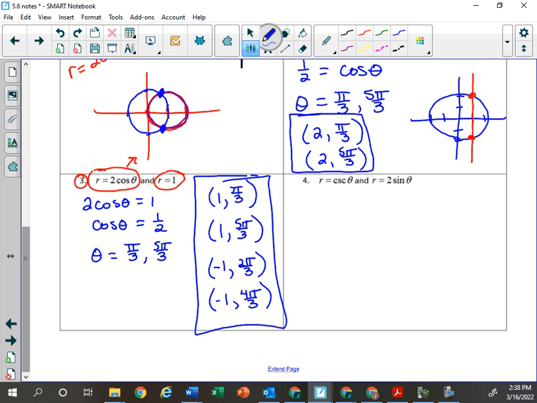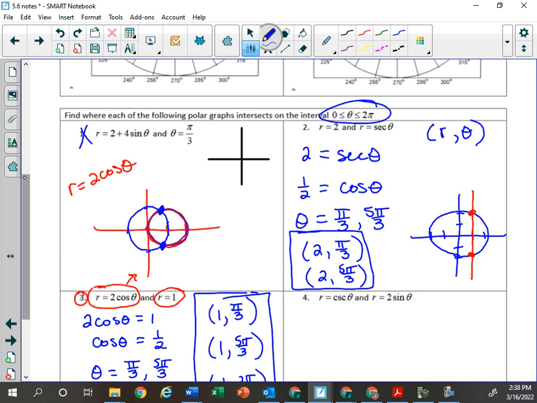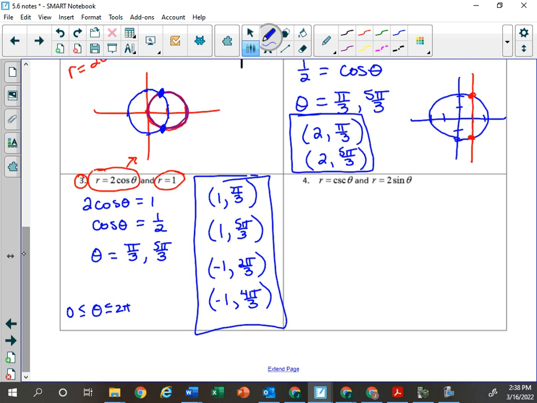Why couldn't -5 pi over 3 be 1? Because theta has to be between 0 and 2 pi. That's what it says up here. So you can't use the negative angles. You're right that it's in the same spot, but that doesn't fall in the range. Okay. All right. Try number 4 for me.